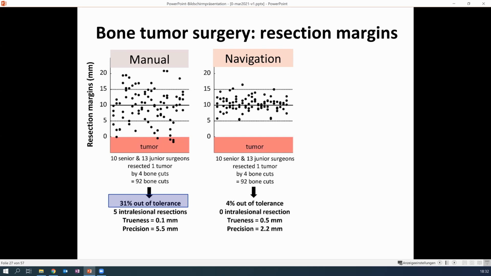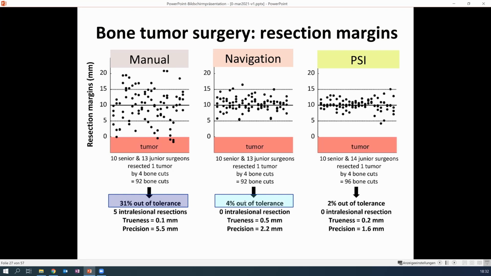And one tumor, you see here 4 bone cuts. You measure the accuracy of each one of the bone cuts and how far it was from the resection margin. And you come out with a measure that 31% were out of tolerance, meaning outside of the safety zone. And so we measure these. These are the kinds of things we love. You do the same thing for navigation, and you find that only 4% were outside the tolerance zone. And if you do it with a patient-specific guide, it was only 2% outside the tolerance zone.